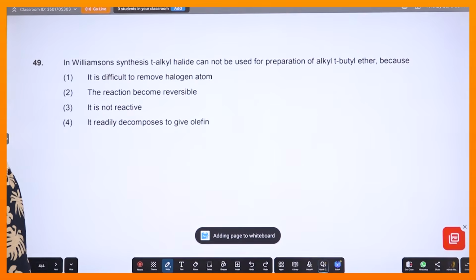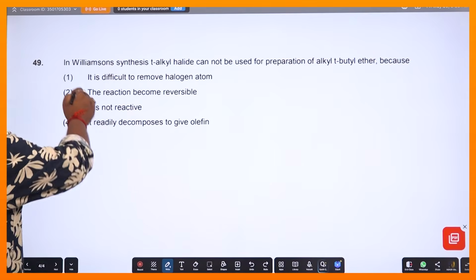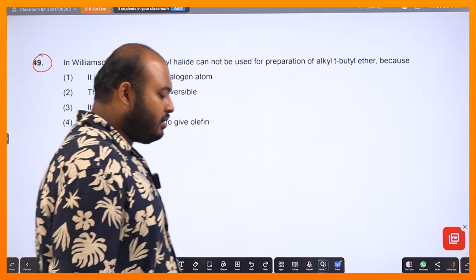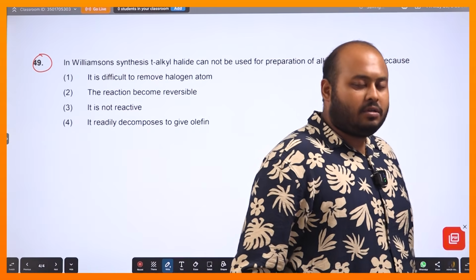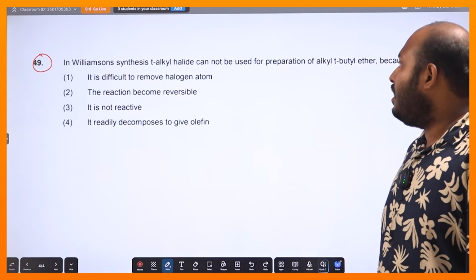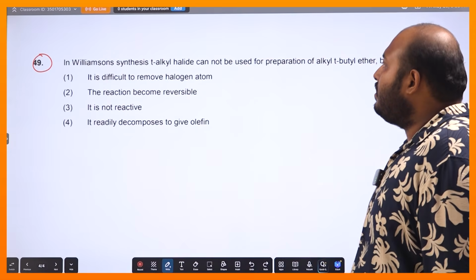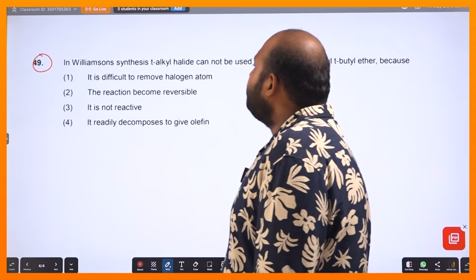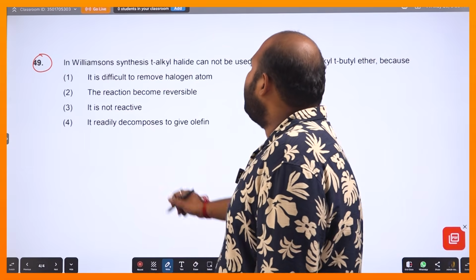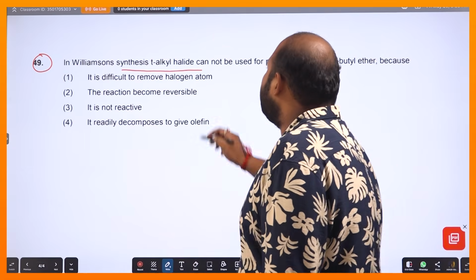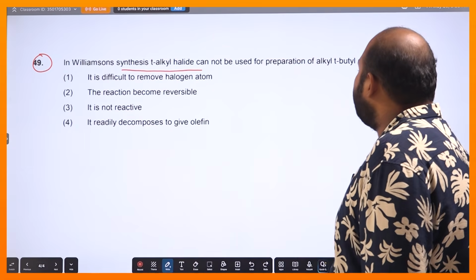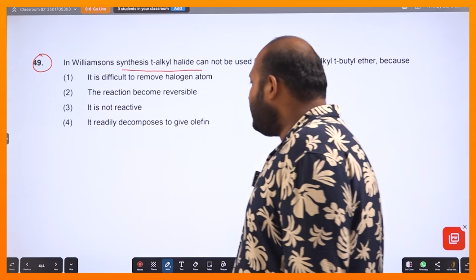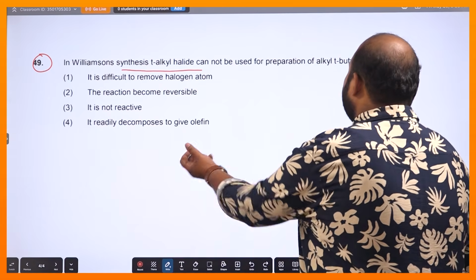This question is from the organic alkyl halide portion, and it is from the Williamson synthesis reaction. So it is saying that in Williamson synthesis, a tertiary alkyl halide cannot be used for preparation of tertiary butyl ether. So let us find out the reason.